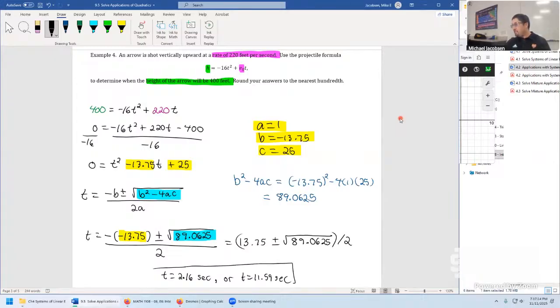And this problem is a little bit different. We have 2 candidate answers, but when you think about that, it's because the trajectory of this arrow really looks like this. It reaches a height of 400 feet once when it's on its way up, and that's in about 2 seconds. And then it reaches its height of 400 feet again. Here's the 2.16. When we're at about 11.59 seconds is when it reaches that height again. So this one had 2 values because it's going up, getting it to that height, and then coming down, hitting that height again. So we keep both solutions on this one.